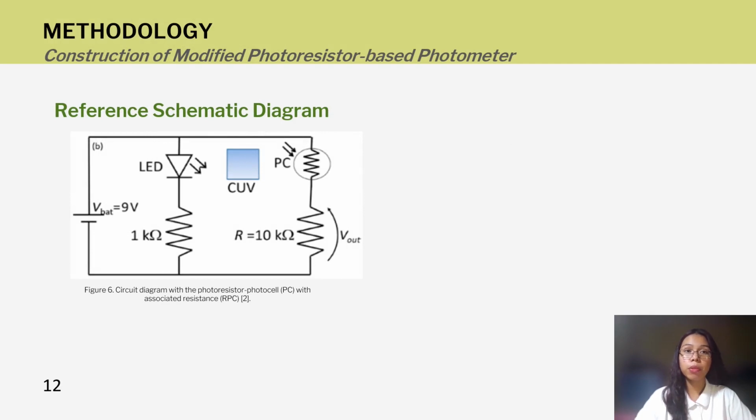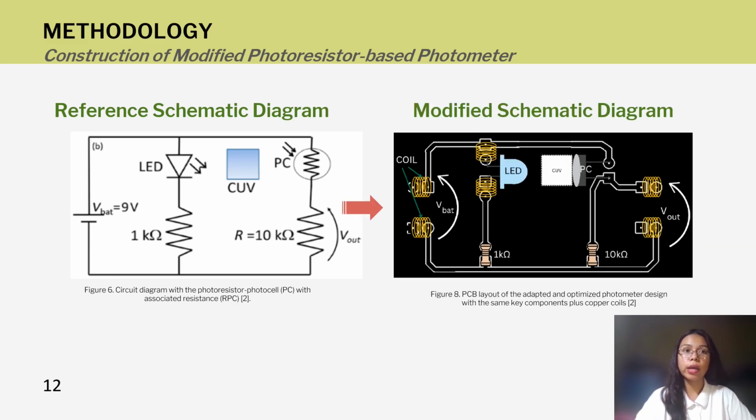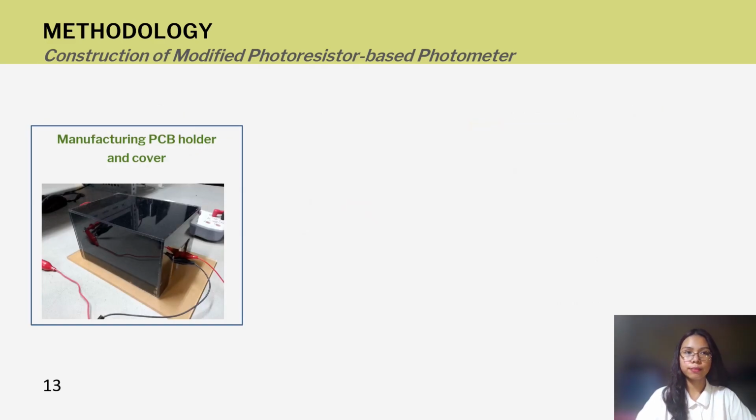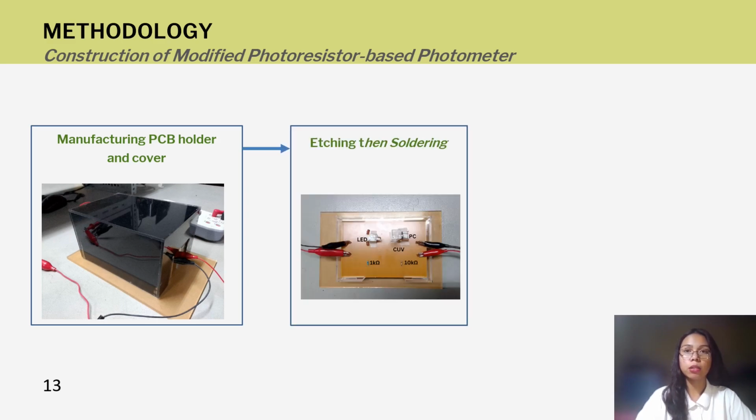Now, for the research methodology, the vision for the modified photoresistor-based photometer is to turn this reference layout into this modified layout. The schematic diagram on the right shows the copper coils. These allow temporary replacement of the LED for a changeable light source, and the coils will make the voltage reading easier using alligator clips. The construction of the photometer started with the manufacturing of the acrylic PCB holder and painted cover.